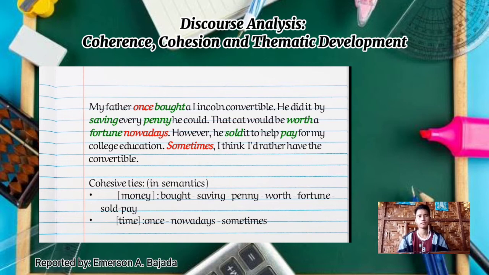Another example is the cohesive ties in semantics. Now, as you can see, there are some words that were highlighted blue, and also some words highlighted red. There are words such as bought, saving, penny, worth, fortune, sold, and pay, and they can be linked to the word money, because surely once you see those words, the first thing that will come to your mind is the word money, right? And also the words once, nowadays, sometimes, which can be linked to the word time, because absolutely they are connected to time.